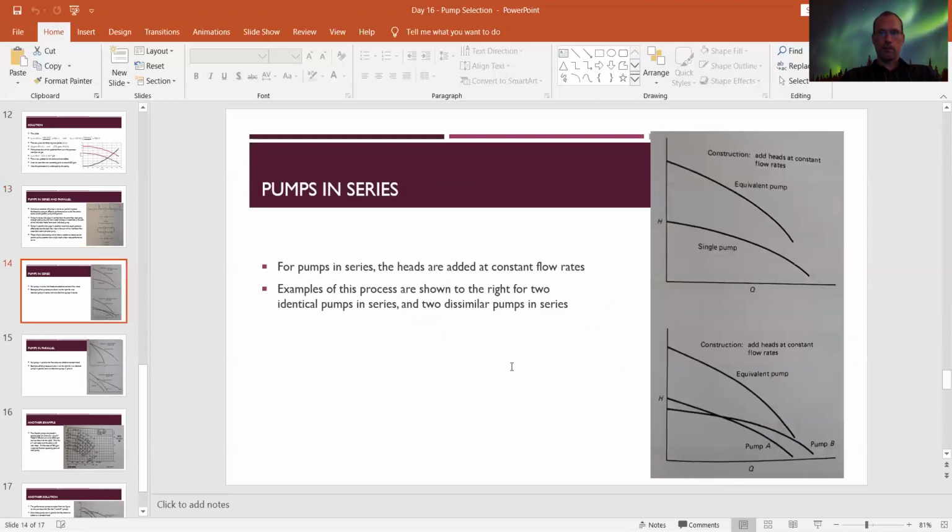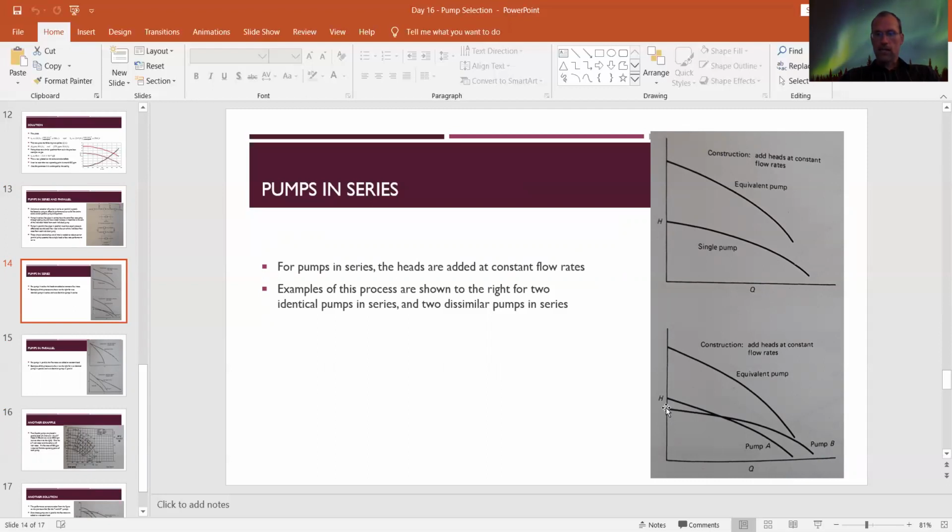So in terms of the series pumps, as I said, the heads are added at a constant flow rate. So if I have a given flow rate, I just want to take that and then add the two heads. If I have this single pump and then I have two of them, I want to put them together in series, I'll take a given flow rate, find its head value, whatever that head value is, multiply by 2, and that's my new head value for that same flow rate. Perhaps better is to take two different pumps, so pump A and pump B.